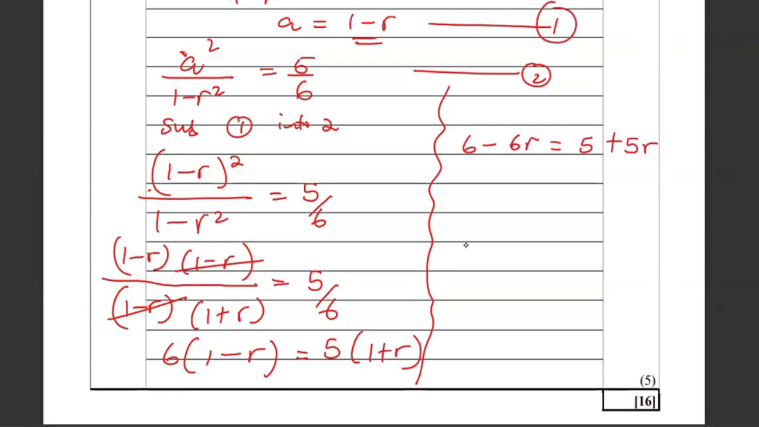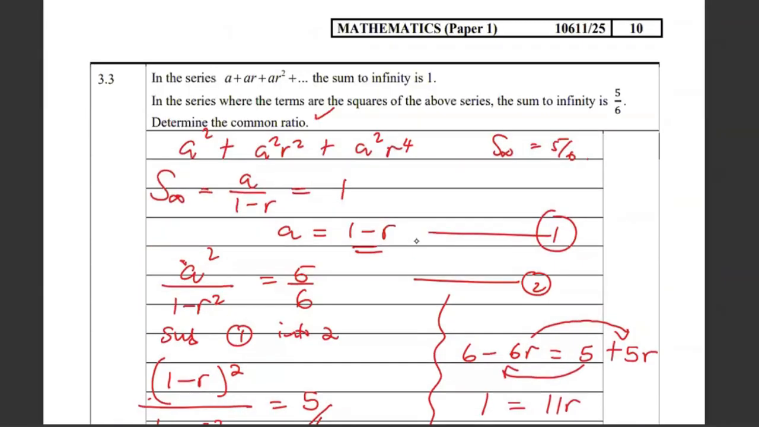And then let's regroup. Okay, I'm going to move the 6 that side, I'm going to move the 5 that side, or whichever way you want to do it. So meaning that 6 minus 5 is 1, and then 6 plus 5 is going to be 11r, meaning that my r is 1 over 11. What was the question asking for? Just the common ratio. All right, so that is the common ratio that I obtained.